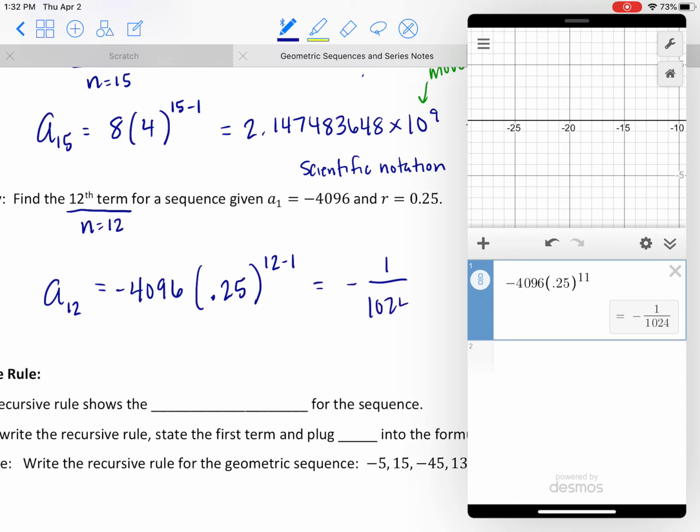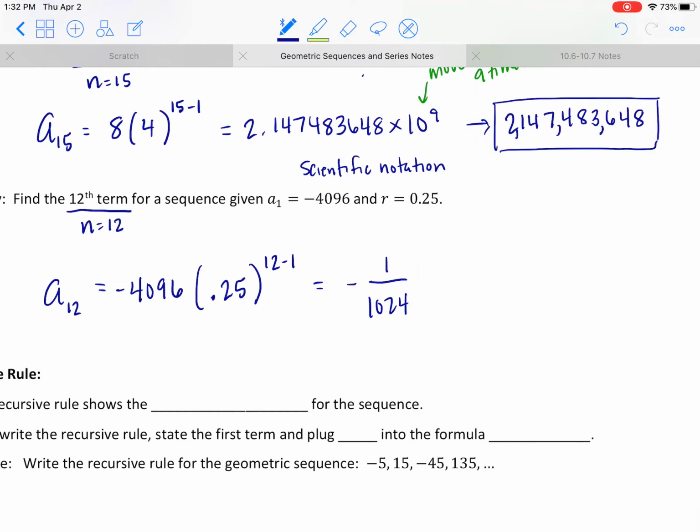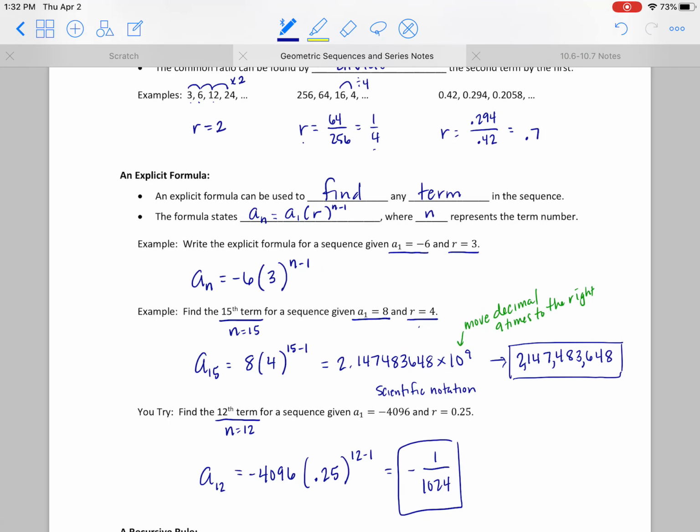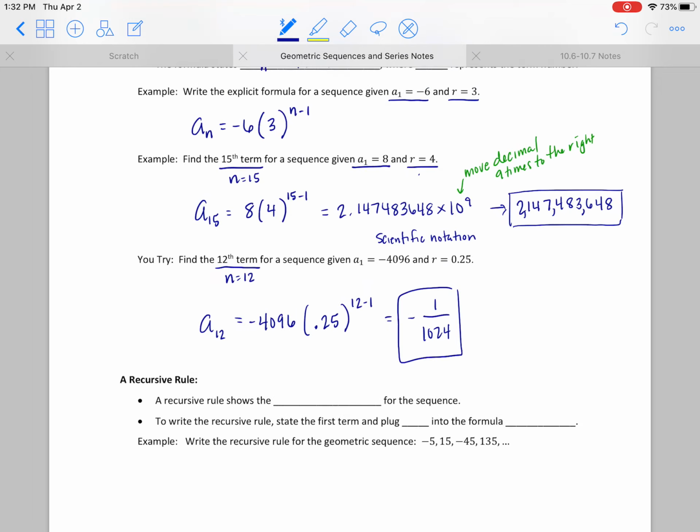Let me fix that. Okay, so that fraction looks much better. Negative 1 over 1024. And again, if you wanted to leave the decimal, that's fine. I think the fraction's easier to write, but whatever works for you. So the 12th number on this list is negative 1 over 1024.